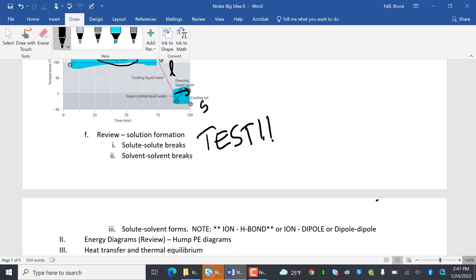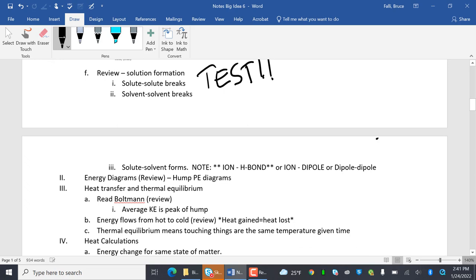Okay, now on this, they're going to ask you about the bonds. We have ion H bond. What? Ion H bond? Yes. Na positive with water is an ion H bond. Okay? Or ion dipole or dipole-dipole.